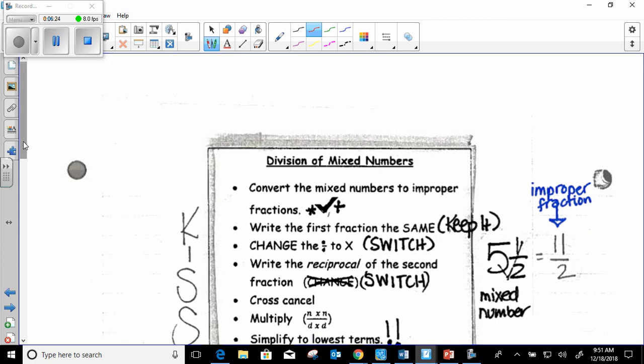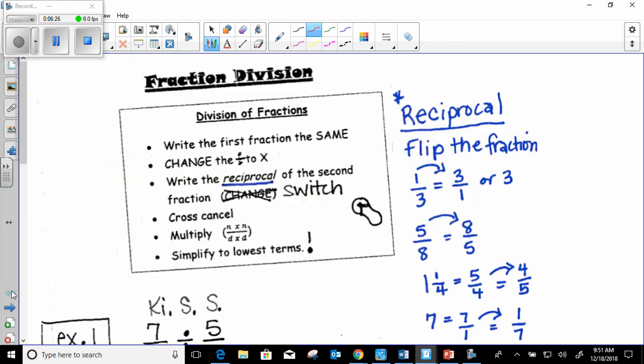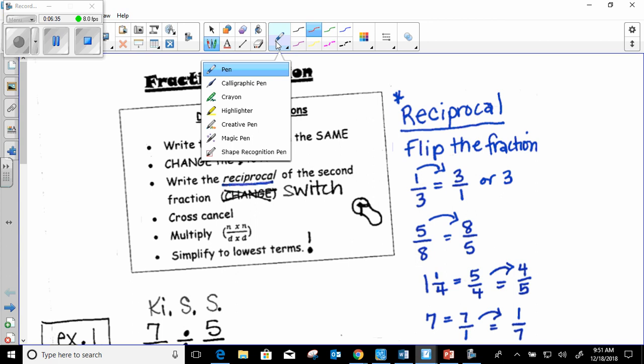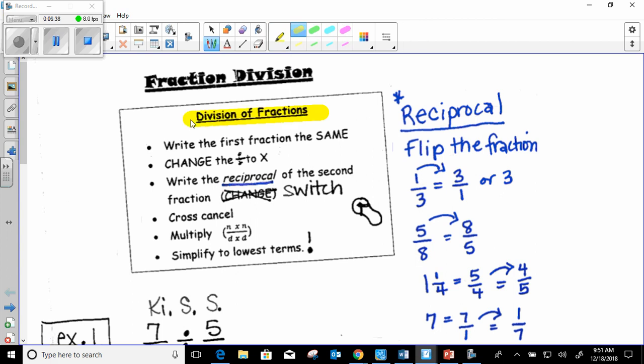Division of fractions. Let me go back and make sure I didn't miss a slide. Here we go. Fraction division. When you are dividing fractions, this is just a quick review. You write the first fraction the same. You change the division sign to multiplication. You write the reciprocal. Do you remember what this reciprocal is called? You flip it, right? You cross cancel if you can. Then you multiply and simplify to lowest terms.